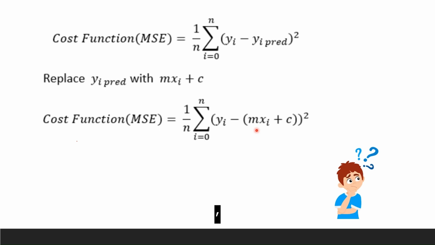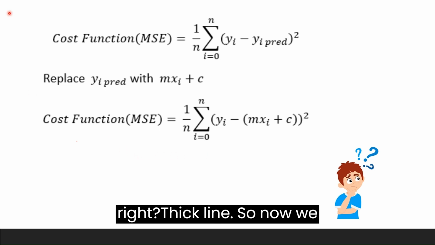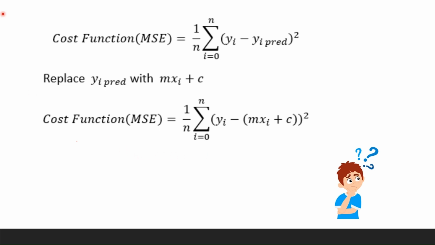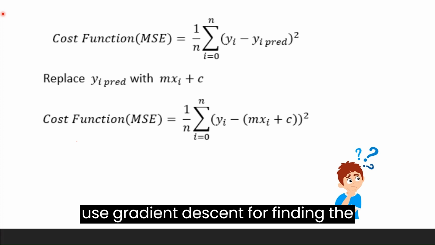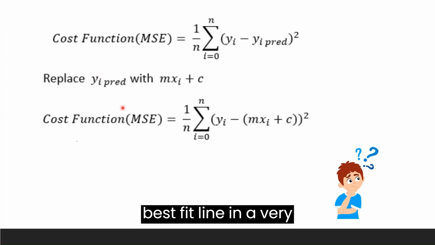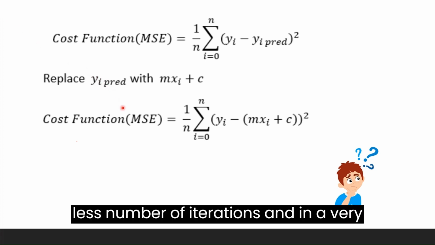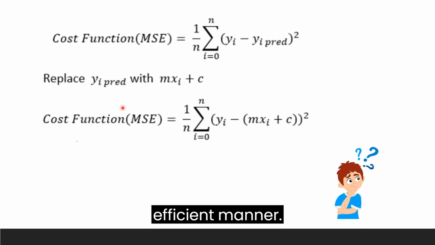But now it is not possible for us to consider every value of m and c and then calculate this equation and then ultimately calculate the error. It is not possible for us, right? So now we use gradient descent for finding the best fit line in a very small number of iterations and in a very efficient manner.